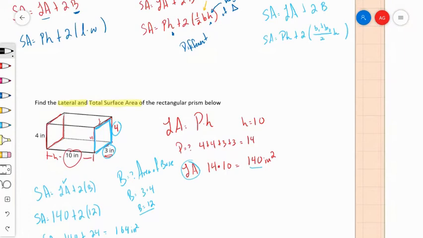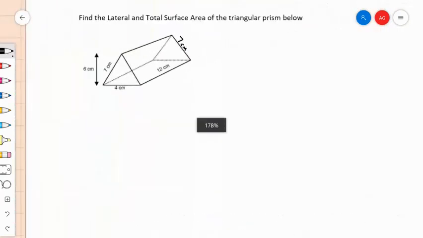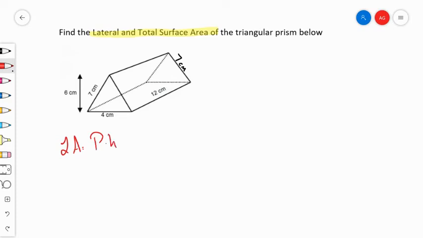Alright, so let's move on to the next problem. So for the next problem, we have a triangular prism. And I know it's a triangular prism because the bases are both triangles. And so here we're going to do the same thing. We're going to find lateral area and total surface area. So for lateral area, I'm going to write it down here. We have perimeter times height.